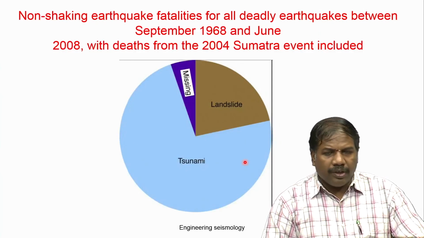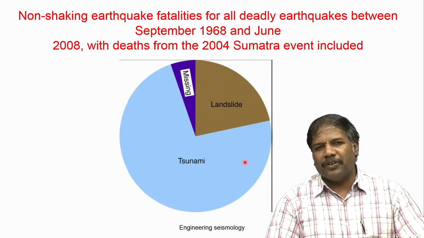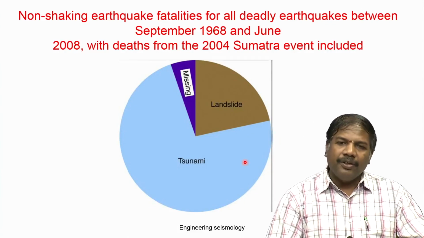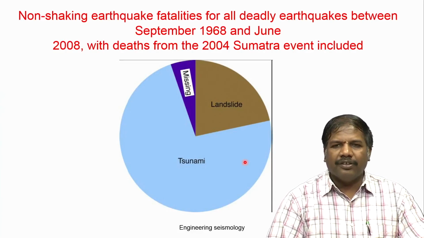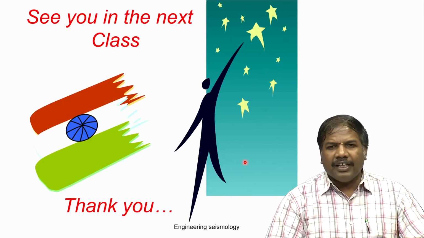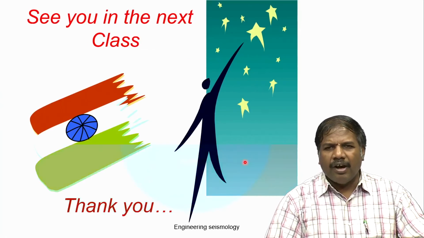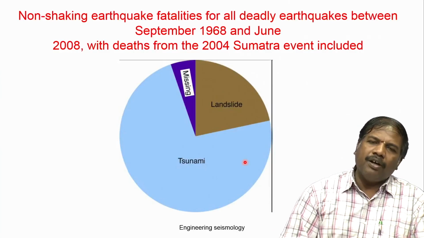Including 2004, you see that the tsunami plays a major role in the number of people who died due to non-shaking hazards, including the Sumatra earthquake. Actually, the tsunami is a major component. Next is the landslide. So, these give an idea of how important the natural hazard, the earthquake hazard, is and how to mitigate it.